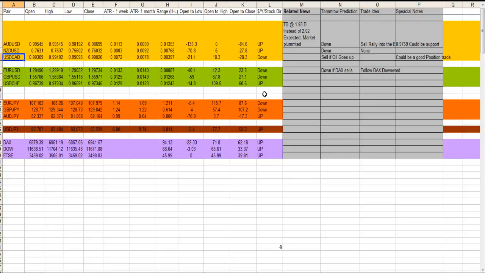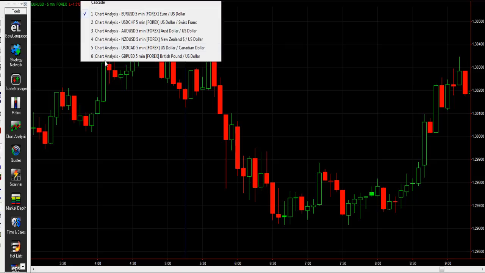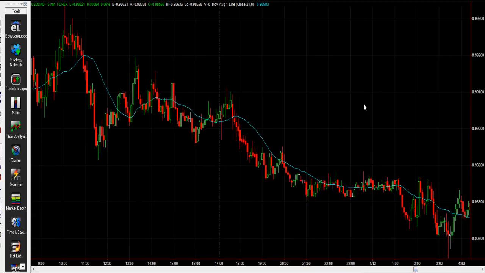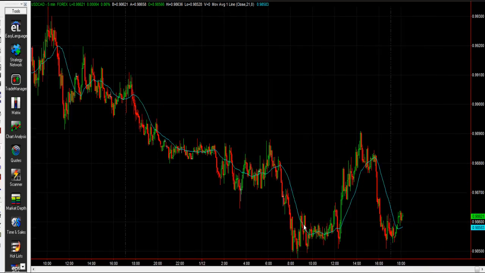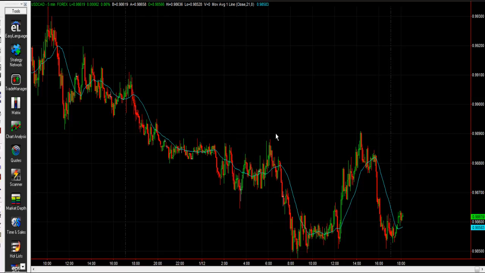I said sell the USD CAD. So now let's look at the USD CAD pair. USD CAD was one-way traffic. Virtually anytime you sold into the USD CAD during the European session, placing your stop above these highs here, with 1:1 or 1:2 risk reward, we would have been able to make some pips.